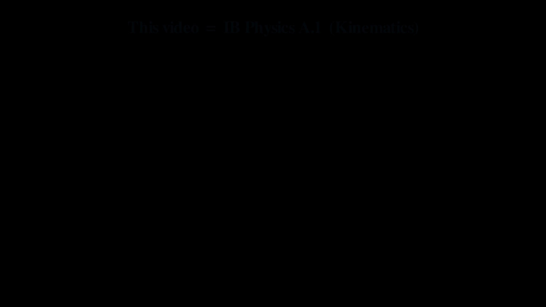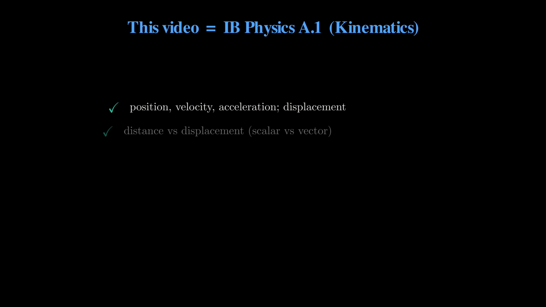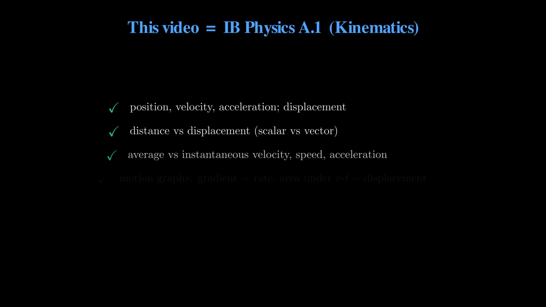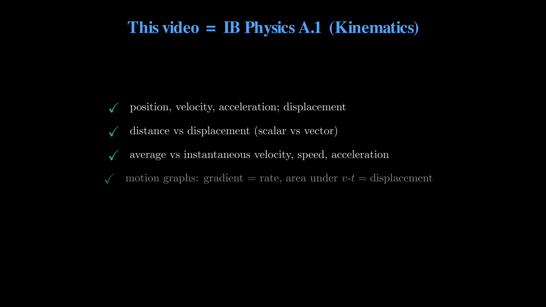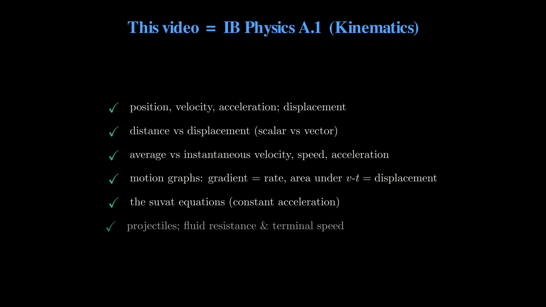Here's exactly what we cover, straight from the syllabus. Physics, topic A.1. Position, velocity, and acceleration, and the difference between distance and displacement. Average versus instantaneous. The motion graphs and the 2 rules that run them. The 4 equations of constant acceleration. And projectiles, right up to the effect of air resistance and terminal speed.